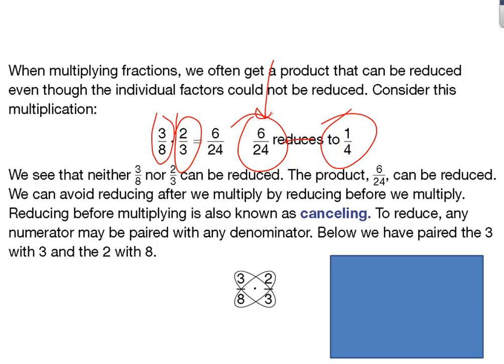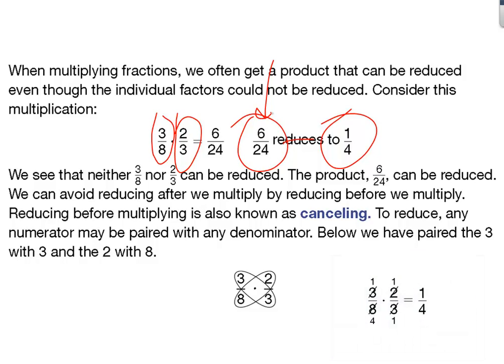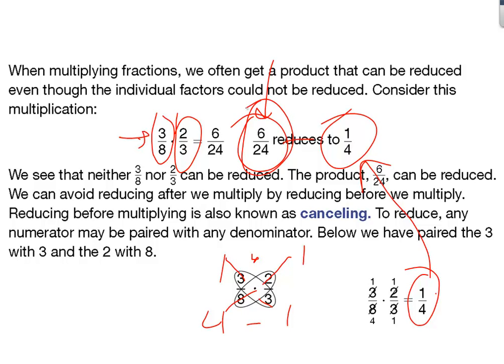And you can reduce any numerator by pairing it up with any denominator. It doesn't matter which one. Below, they've paired up the 3 with the 3 and the 2 with the 8. And as you can see, if you take this 3 and that 3, it ends up with 1. And that 2 goes into 8 4 times, right? And then we just multiply. 1 times 1 is 1, and 4 times 1 is 4. So our answer is 1/4. We get to this much easier by canceling than by multiplying and then reducing the larger number.